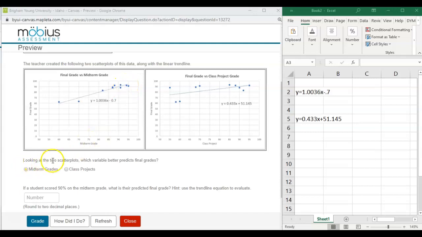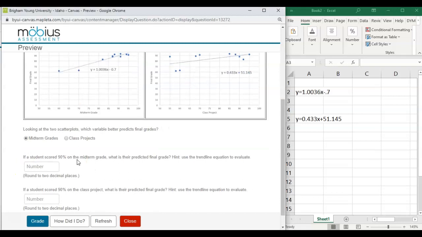Our first question says, looking at the two scatter plots, which variable better predicts the final grades? We just kind of discussed that. So on the left-hand side, if these data points actually fall on this line, it means it's an exact match. And where they are really close, they're really close to that predicting line. And we can even see that here. This midterm grade, if we followed it down, this midterm was about an 80.03, probably an 80, maybe an 82. And then we come over here and it looks really close to an 82 as well. So I would say that this one is a much better predictor for us.